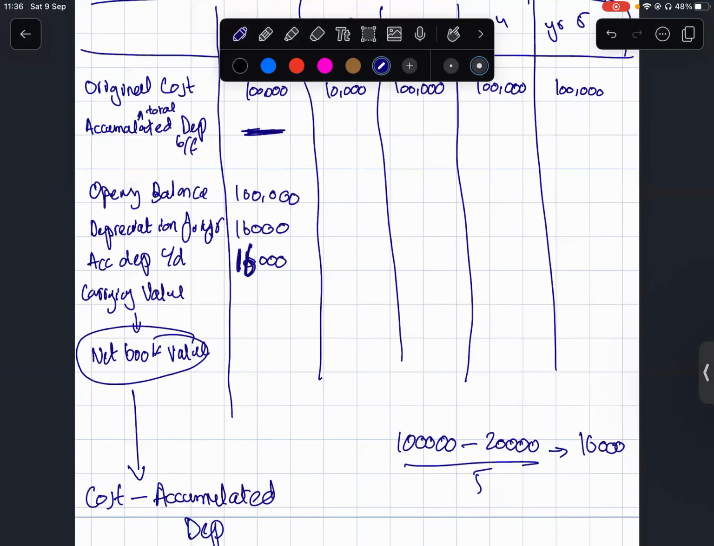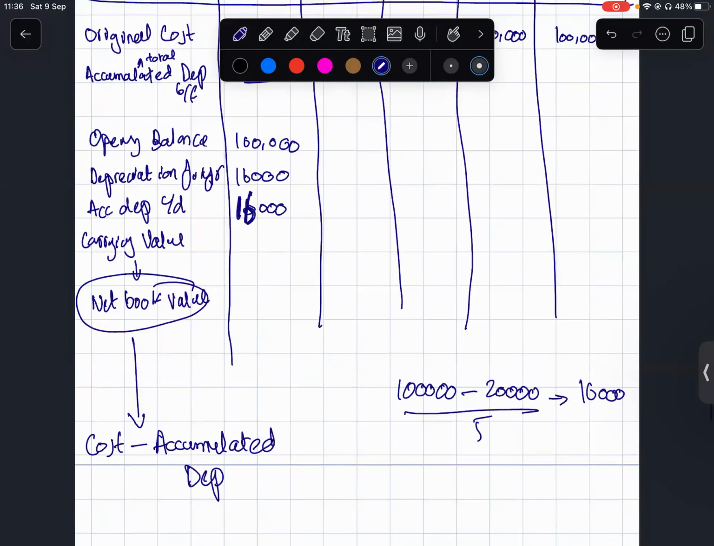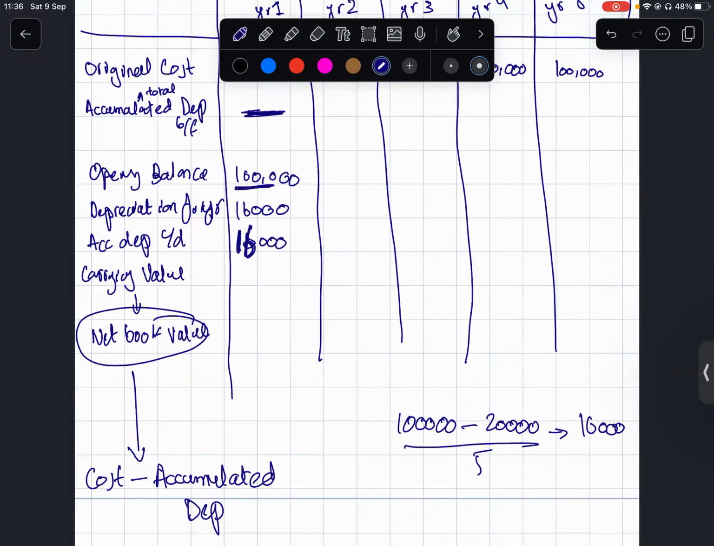So 100,000 minus the total that you have charged so far, 16,000, leaves you with 84,000. The carrying value is 84,000 at the end of year one. At the start of year one, you had 100,000, then you used the asset for 1 year and charged depreciation of 16,000. At the end of that year, you are left with 84,000.